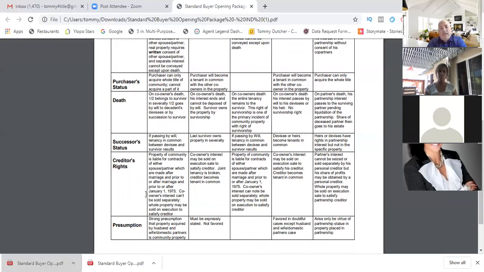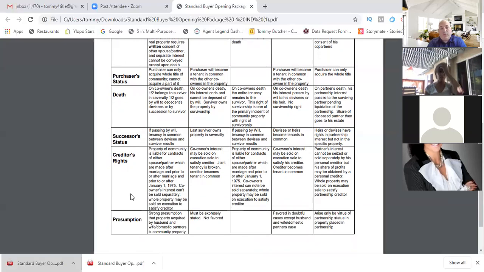So there is an act that was passed in regards to all this that you can refer to. This is a one-off because every situation is different, so I'm not going to go into detail of how that will take place because it depends on the situation. And then there's a strong presumption that property acquired by husband and wife or domestic partners is community property.